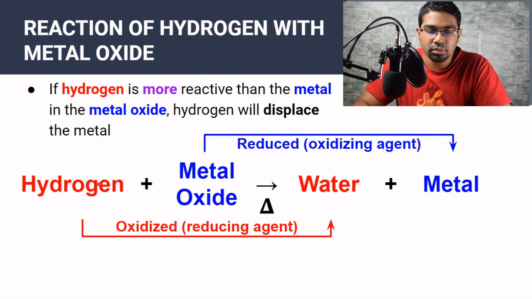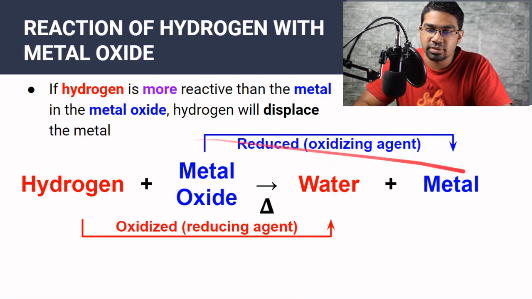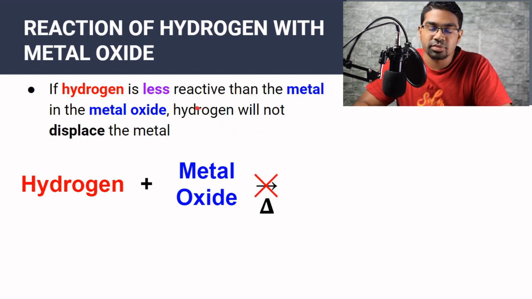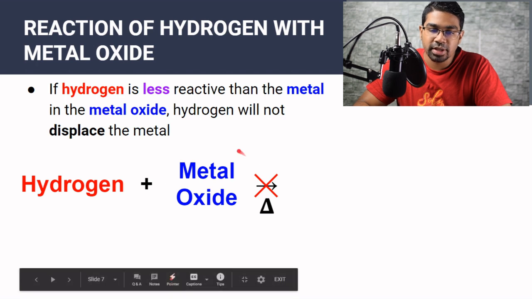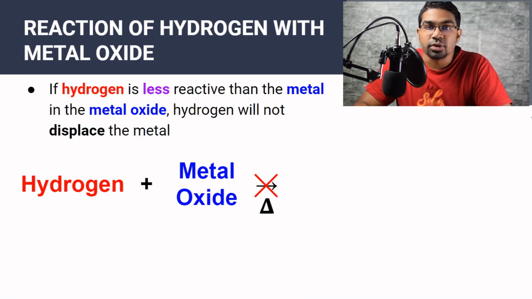Here, hydrogen will gain the oxygen, so it's oxidized. But since it itself is oxidized, it acts as the reducing agent. And metal oxide will lose oxygen to become metal, so it is reduced. And since it itself is reduced, it acts as the oxidizing agent. When the hydrogen is reacted with a metal oxide that contains a metal that is less reactive than hydrogen, then no reaction will take place. Hydrogen will not be able to displace the more reactive metal.